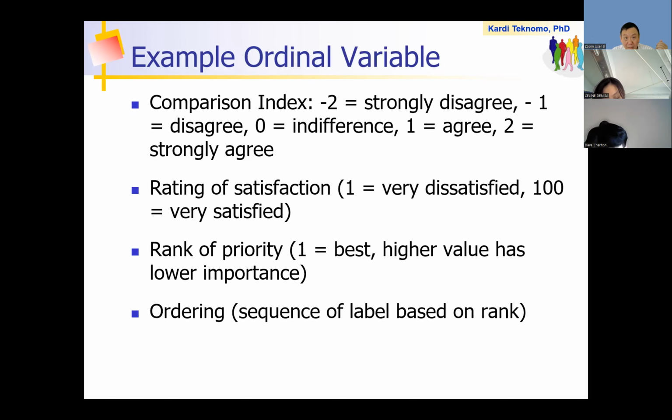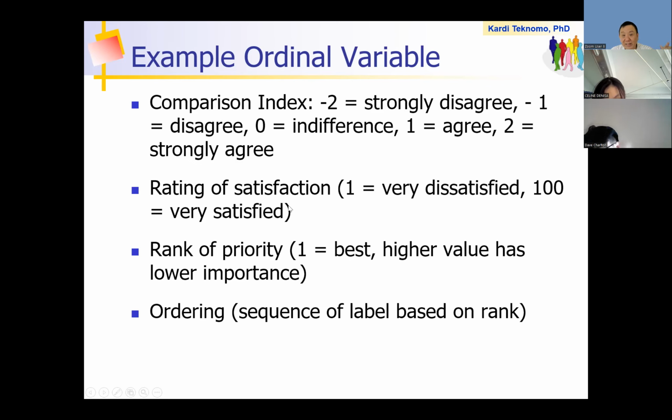Okay, so I give you example. There are many examples of ordinal variables. One is comparison index. For example, I put -2 is strongly disagree, -1 disagree, 0 is indifference, 1 is agree, 2 is strongly agree. So these numbers have order, right? From -2 meaning strongly disagree until agreement.